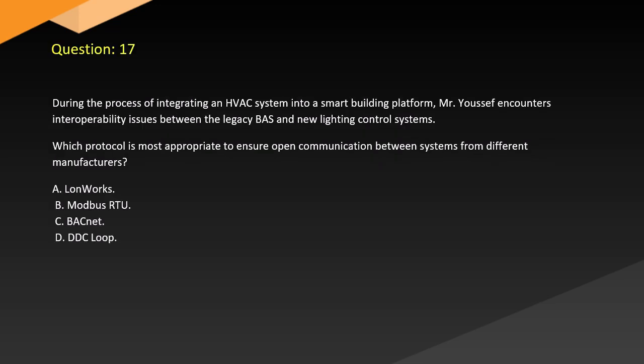Question 17. During the process of integrating an HVAC system into a smart building platform, Mr. encounters interoperability issues between the legacy BAS and new lighting control systems. Which protocol is most appropriate to ensure open communication between systems from different manufacturers? A. LonWorks. B. Modbus RTU. C. BACnet. D. DDC loop.